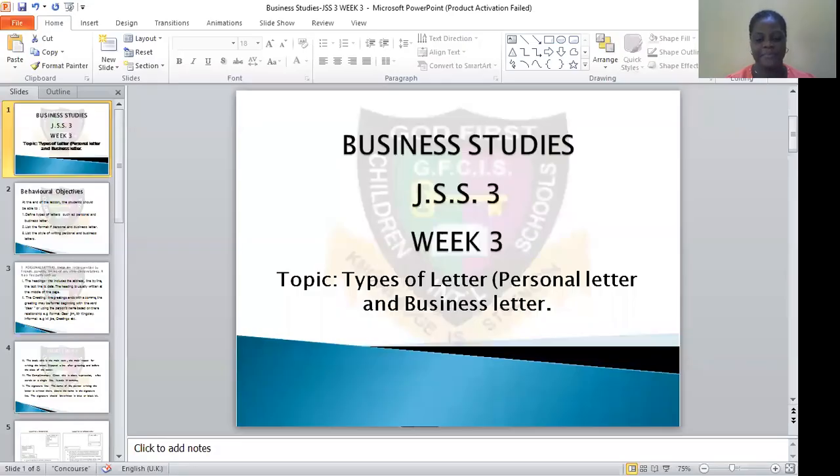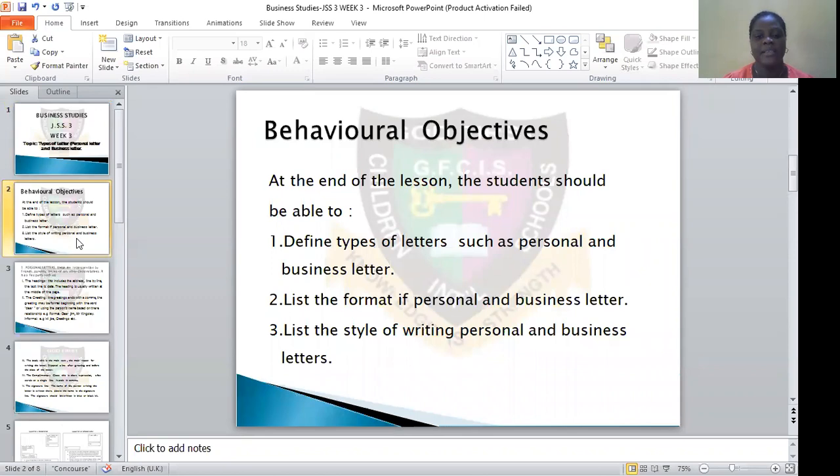Today, we'll be looking at the topic: types of letter. At the end of the lesson, the students should be able to define the types of letters, such as personal and business letter. They should be able to list the format parts of personal letter and business letter, and at the same time list the style of writing personal and business letter.